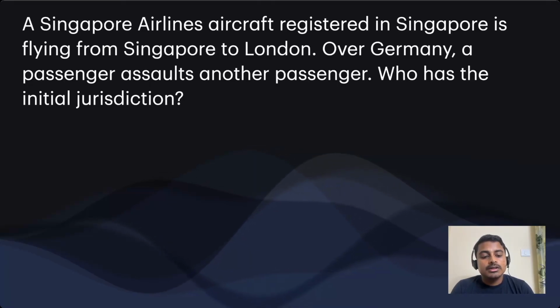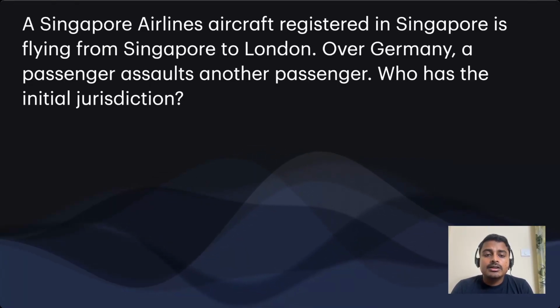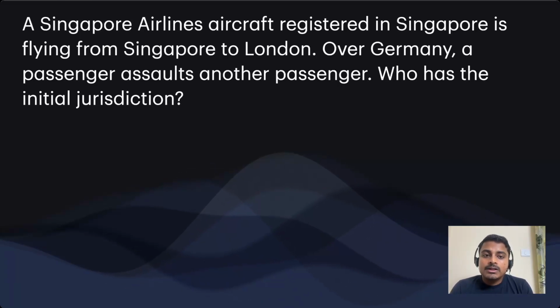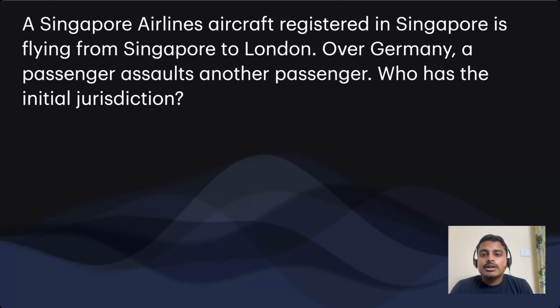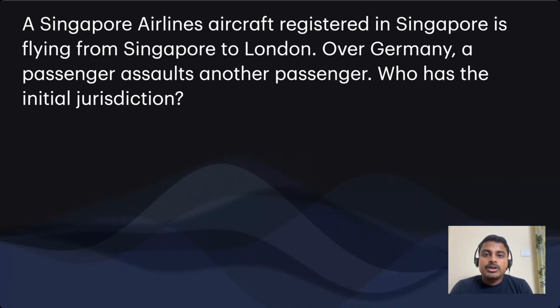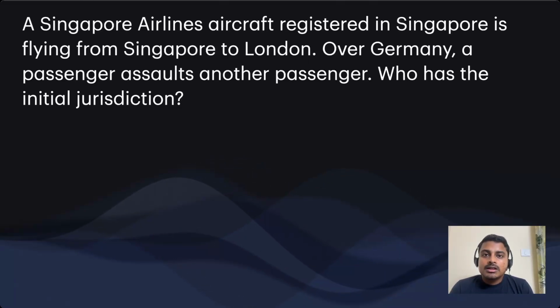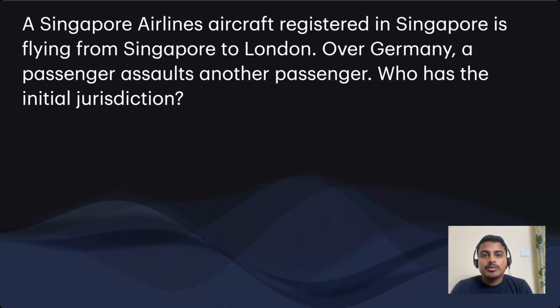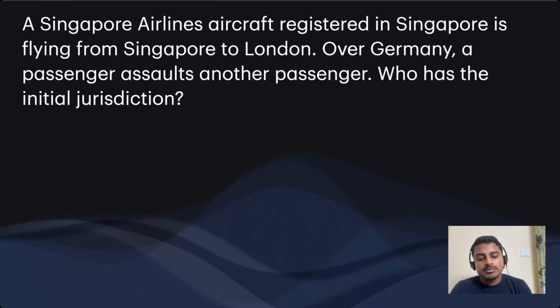Okay, this question might look tricky, but it's a very simple one. Okay, so three things: aircraft is registered in Singapore. Okay, it was flying to London. The crime was committed over Germany. Okay, so when a crime is committed on board, the primary jurisdiction belongs to the country of registration. This is what you need to remember. Most of the questions that we'll get from this chapter will be around this particular thing.